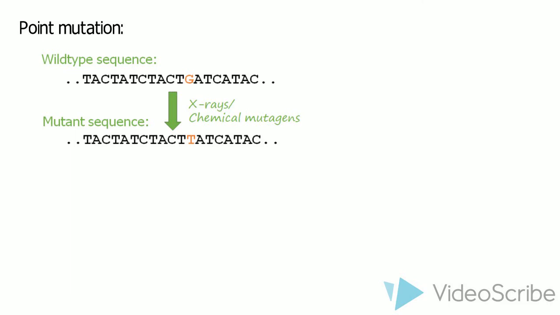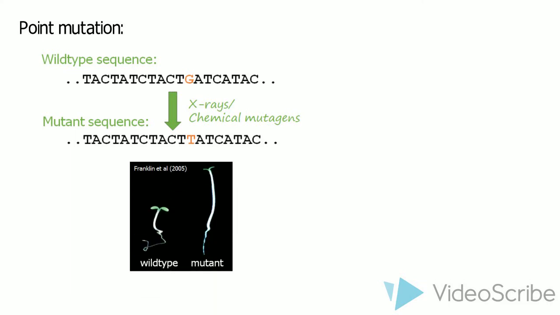So this could occur at any point in the genome. If it happens in an important region of a gene, it could disrupt the function of that gene. And those are what are known as point mutations because it's an individual base that's been changed.